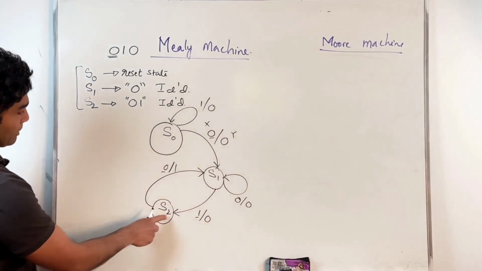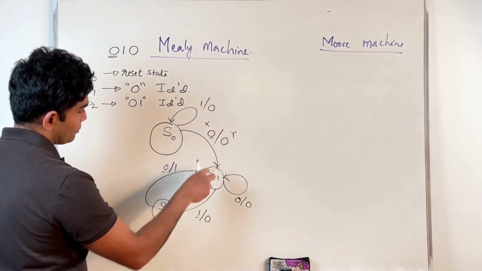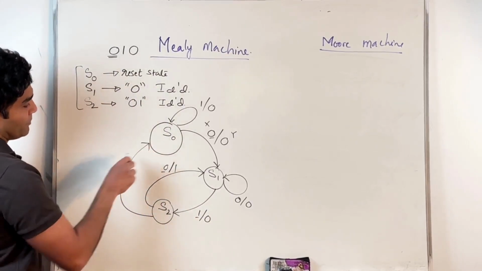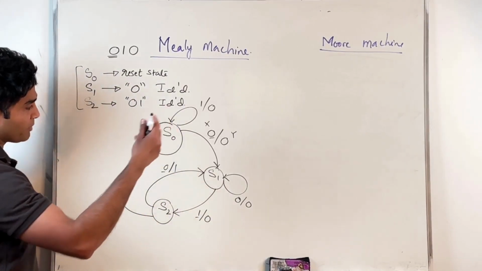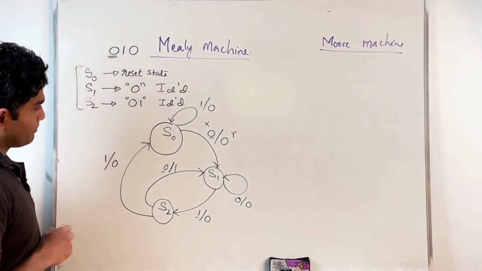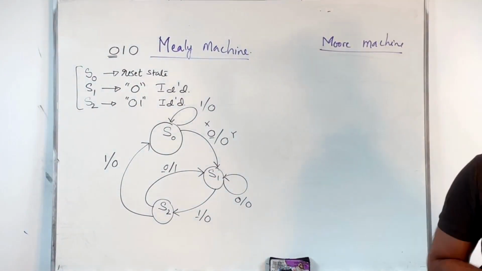And when I'm in the S2 state, if a 1 occurs, that means I have 0, 1, 1. That means it's not a sequence. I reset myself and start looking for the next sequence. So I have the state diagram something like this for the Mealy machine.